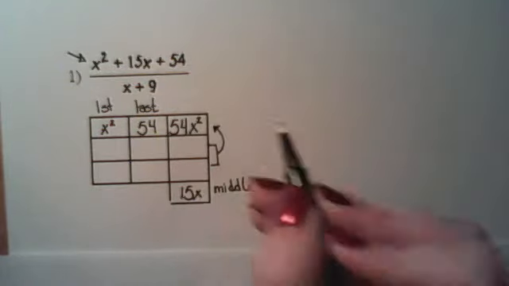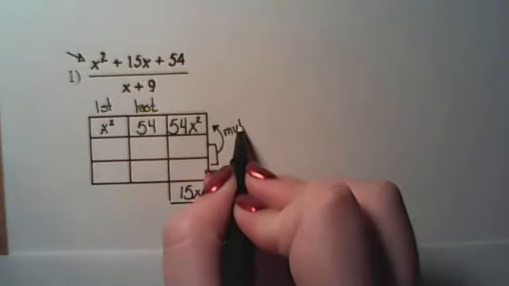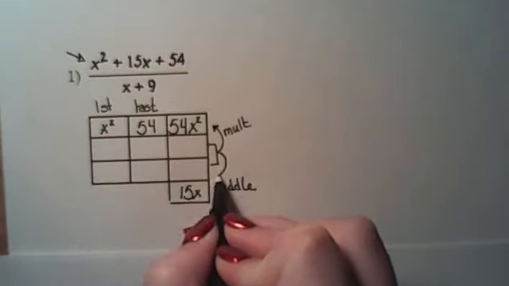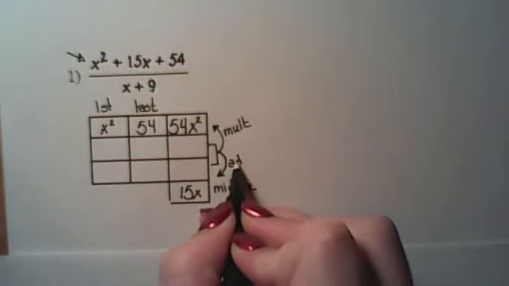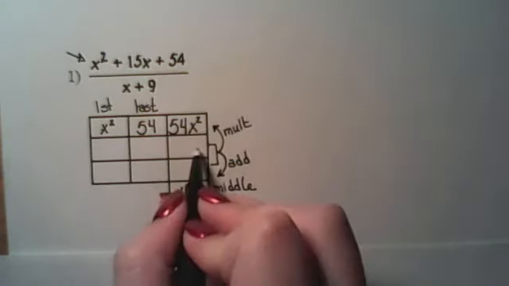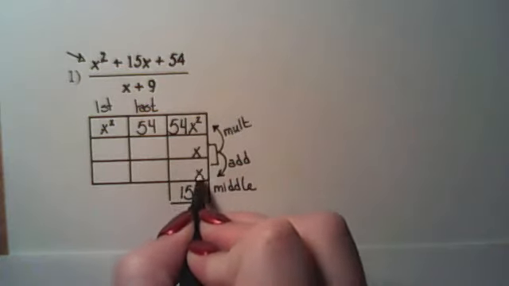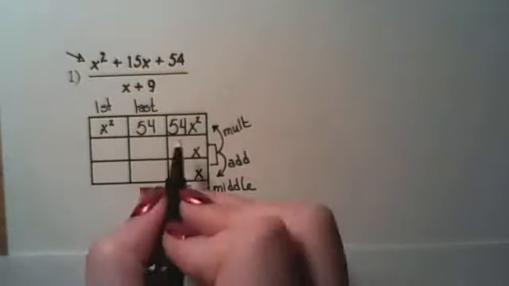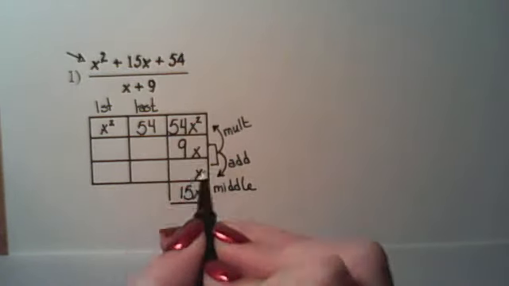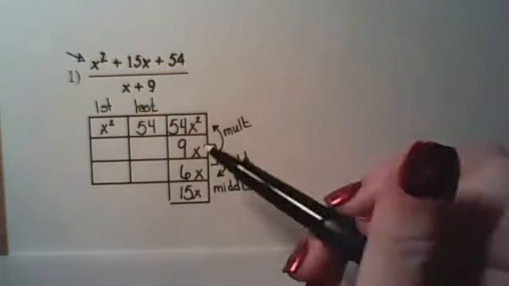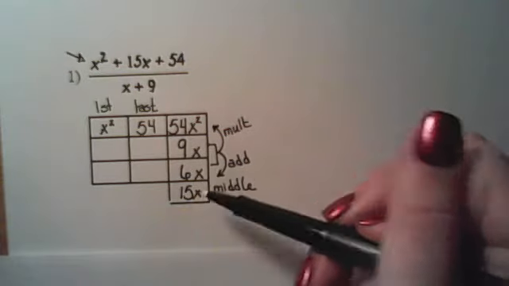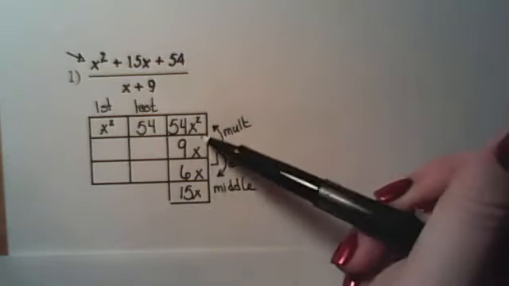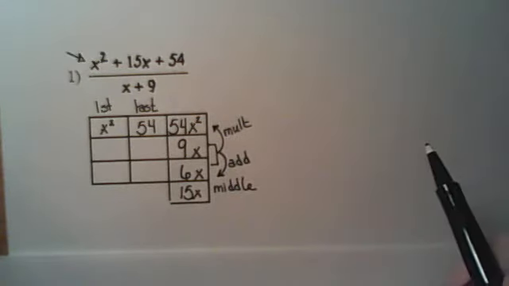I need to come up with two numbers that multiply to give me 54x squared, and then add to give me 15x. Now, I do know they're both going to have an x in them. And now I need to look at my factors of 54. Well, the two that are going to work out here are 9x and 6x. 9x plus 6x is 15x. 6x times 9x is 54x squared.